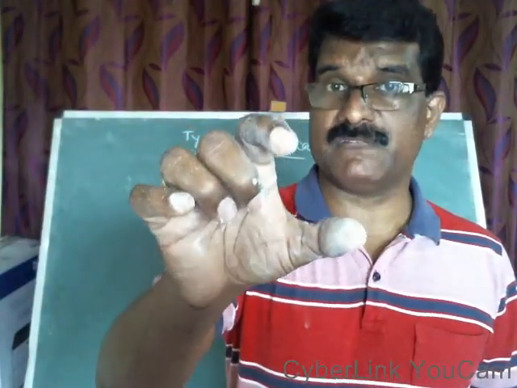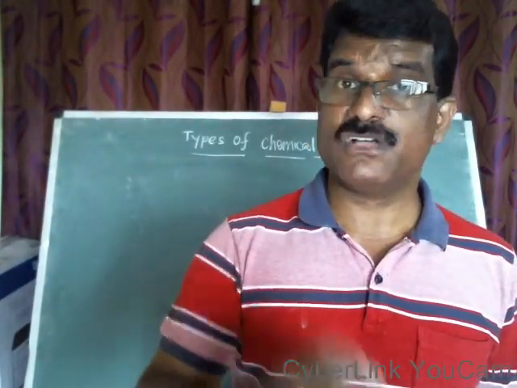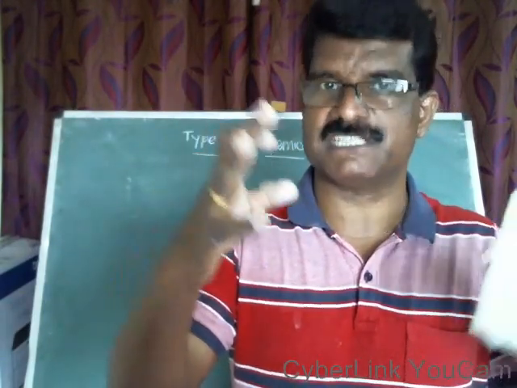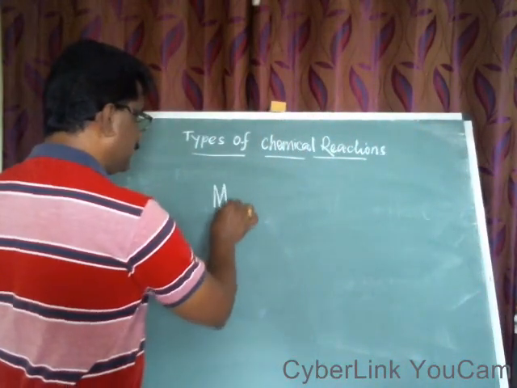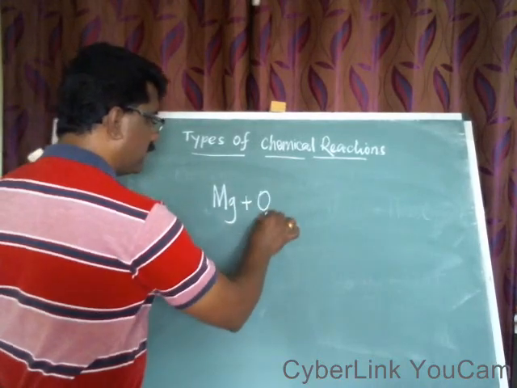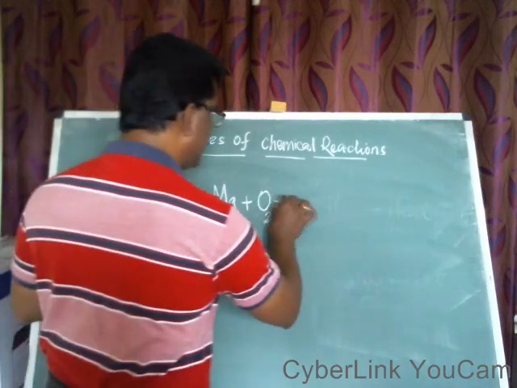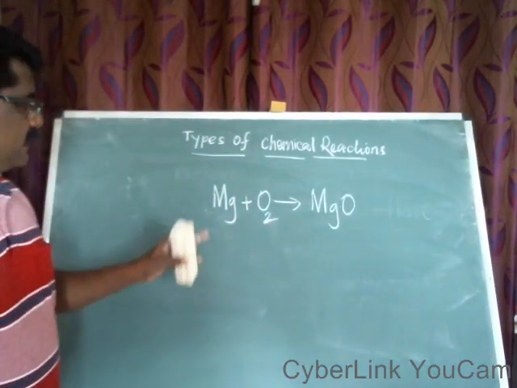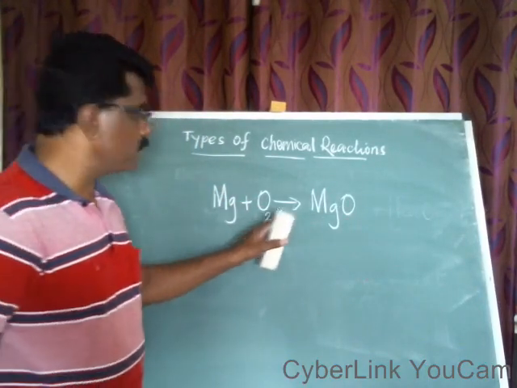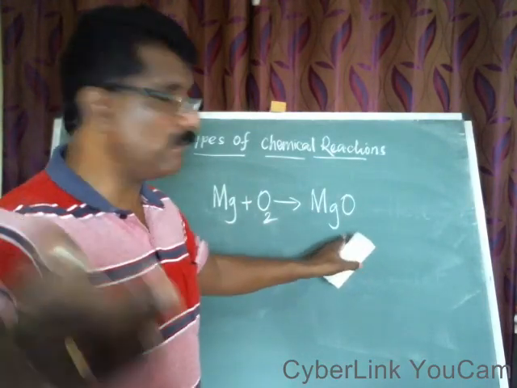Another chemical reaction that we studied in the first part is the burning of magnesium ribbon. Burning of magnesium ribbon is also a combination reaction. During burning of magnesium ribbon, we burned magnesium, that is Mg. For burning, oxygen is needed. Magnesium plus oxygen gives magnesium oxide. Two reactants combine to produce a single product. Therefore, magnesium oxide formation is also an example of a combination reaction.